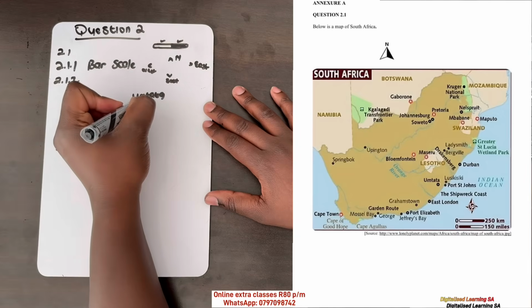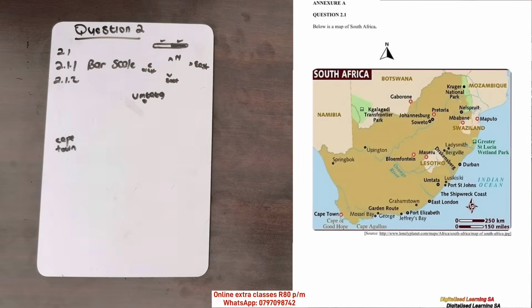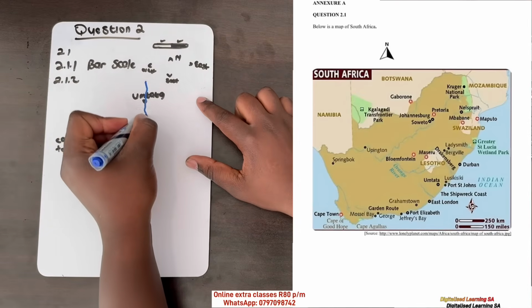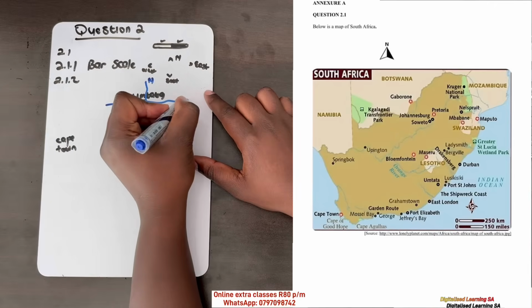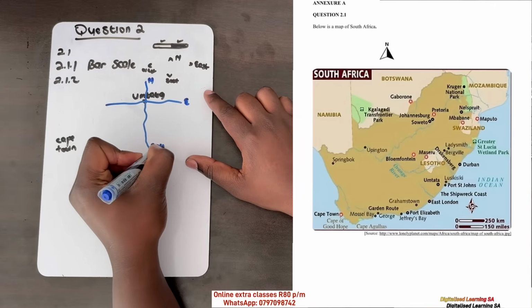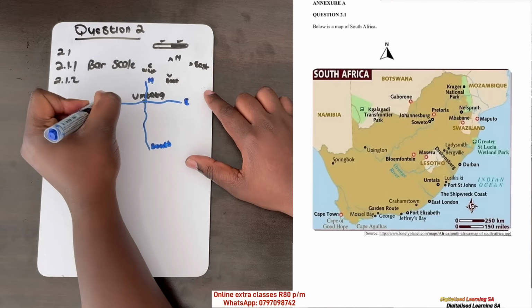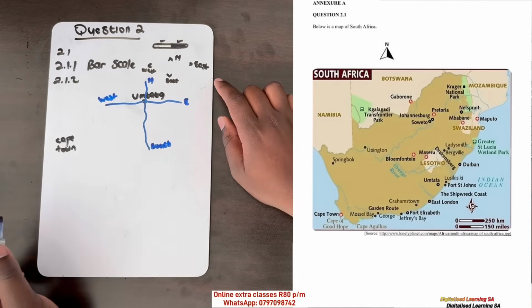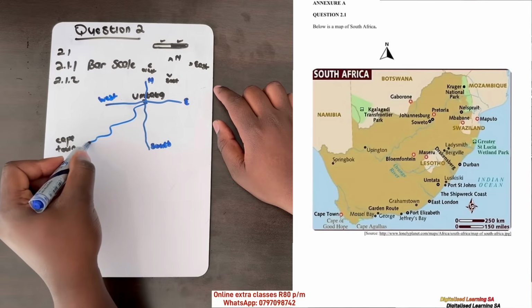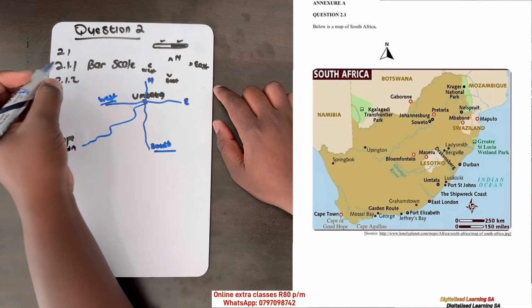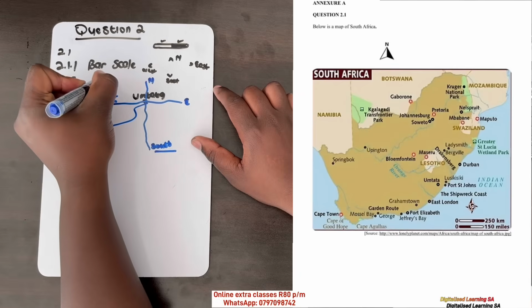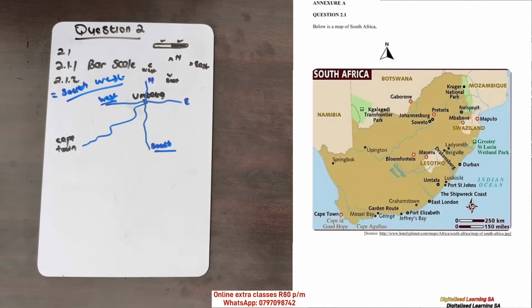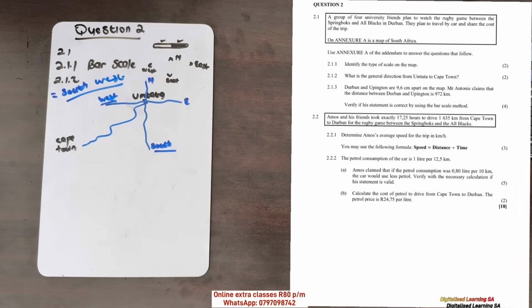If this is Umtata, which is our center, it means that the general direction will be, so this will be our north, east, south, west. If Cape Town is here and here is Umtata, we can easily see that Cape Town falls between south and west. So our answer will be southwest. Okay, so now let's move to the next question, which is question 2.1.3.